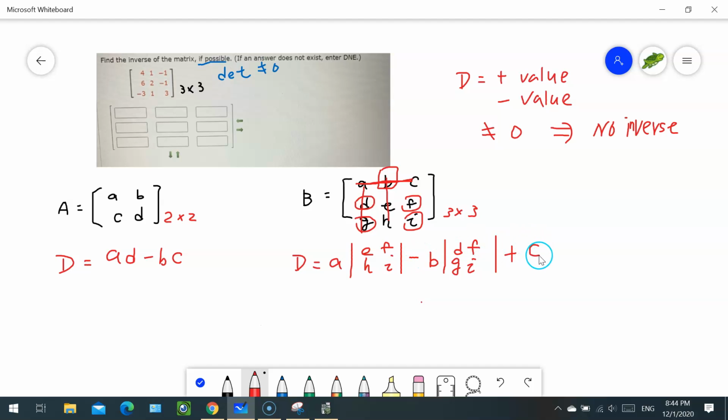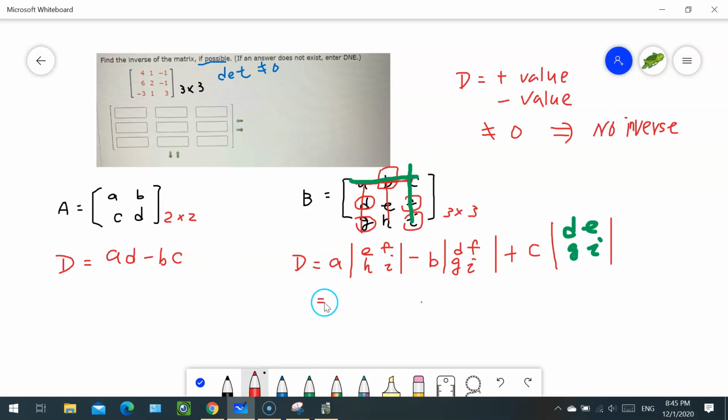Now you go with the C. So the C multiplies with, let me change the color here. You draw the line, cut down a horizontal line and a vertical line, treating the C as an intersection point here. Now you are using this bar: D, E, G, and I.